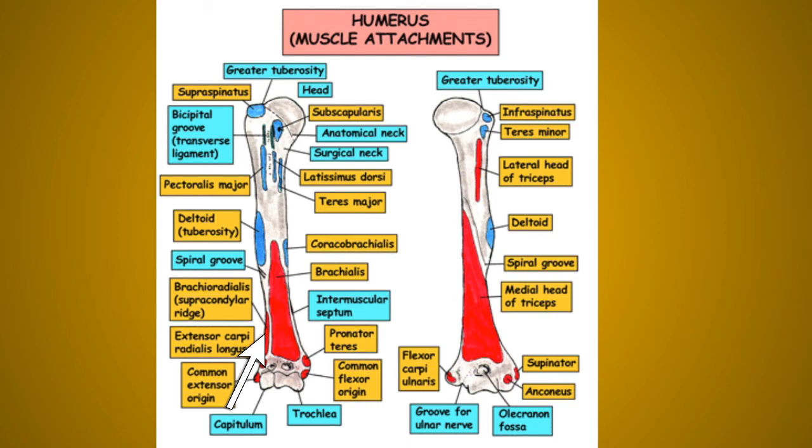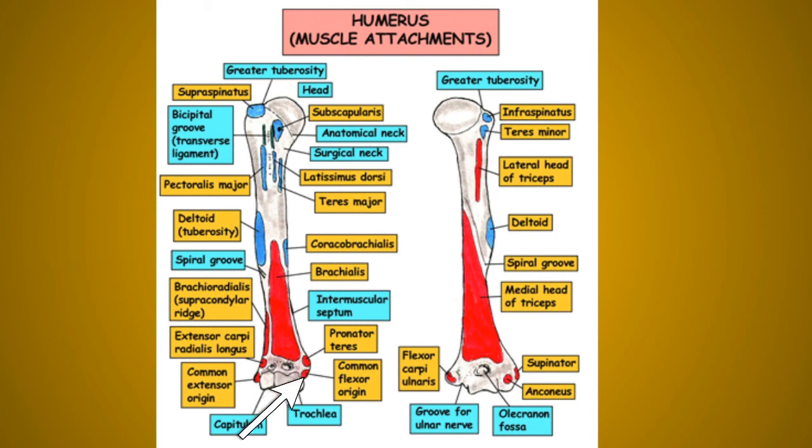The brachioradialis basically arises from the upper two-third of the lateral supracondylar ridge. The extensor carpi radialis longus, or we can say ECRL, basically arises from the lower one-third of the lateral supracondylar ridge. The pronator teres, or we can say the humeral head of the pronator teres, basically arises from the lower one-third of the medial supracondylar ridge.